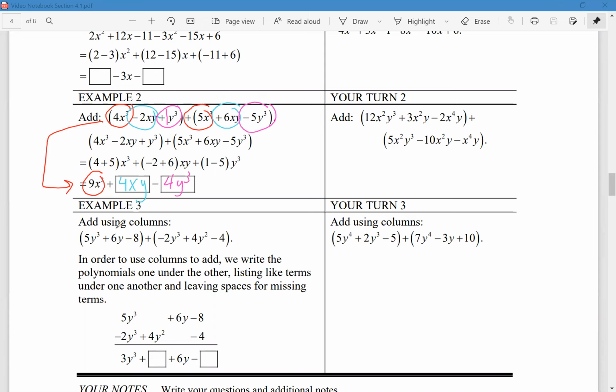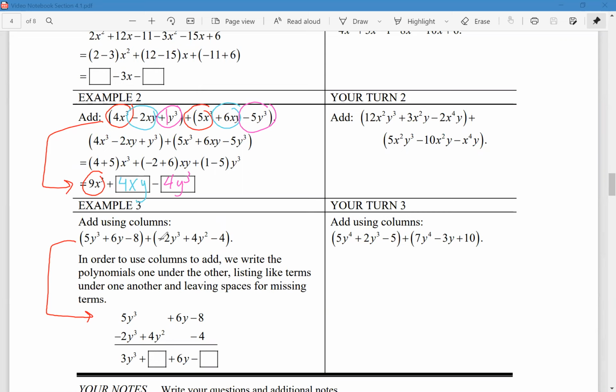See how it kind of skips over the next exponent, meaning there's no y squared term in that first expression. What you should expect is whatever the highest exponent is, you count down one at a time from there. And if it appears to skip a term, that's where you leave a space. In other words, there's no y squared term that is going to be combined with the plus 4y squared in the next expression. So 5y to the third plus 6y minus 8, there's a space here.